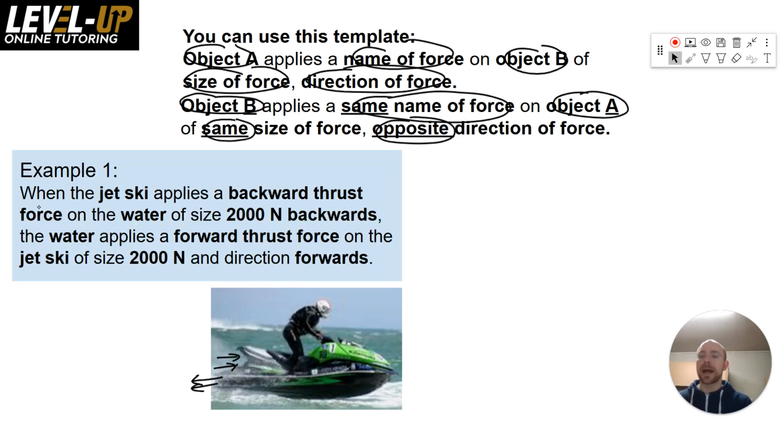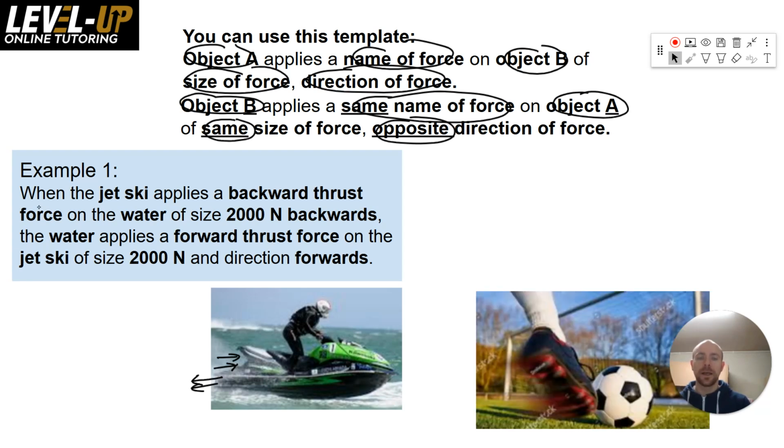I can say when a jet ski applies a backward thrust force on the water of size, for example, 2000 newtons backwards, then the water also applies a forward thrust force on the jet ski of the same force, 2000 newtons, and in the direction forwards, the opposite direction.